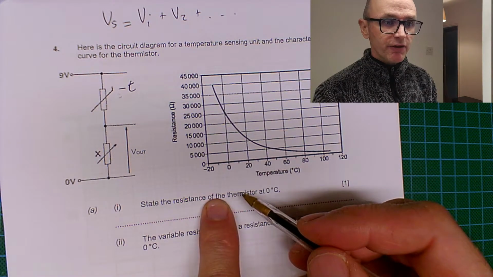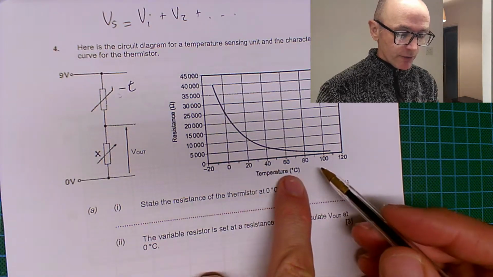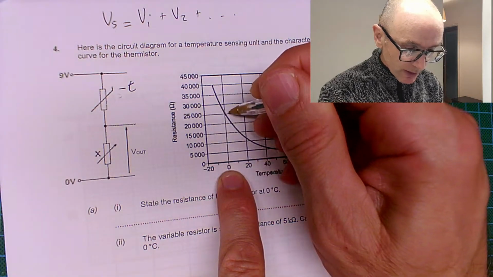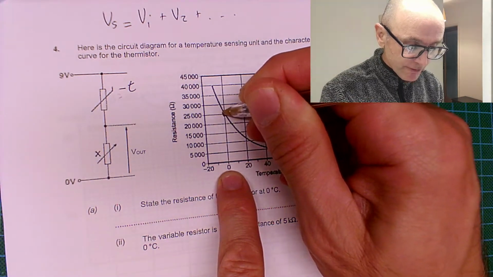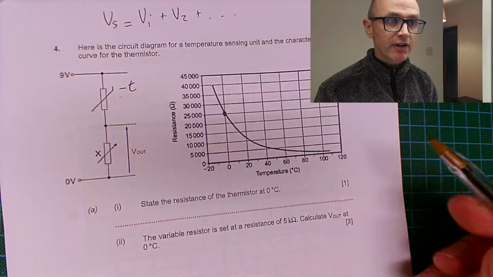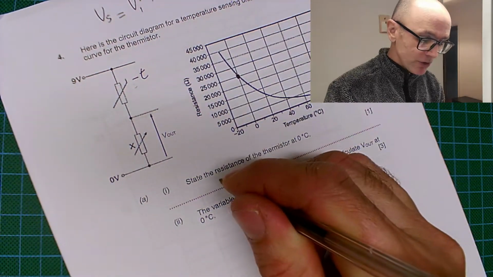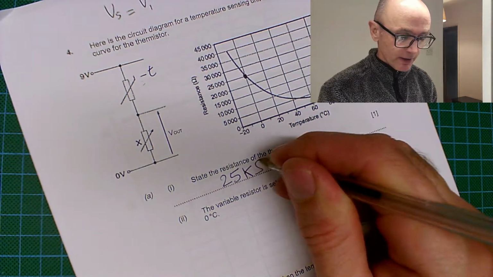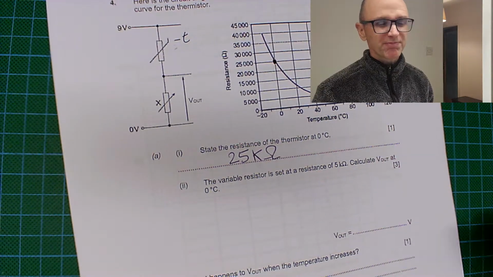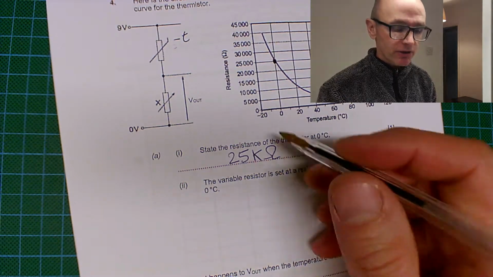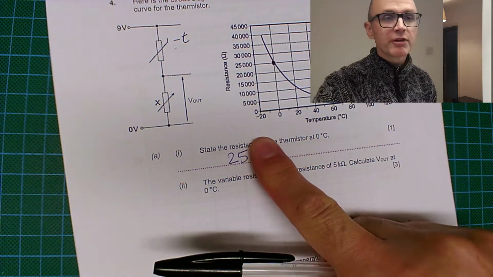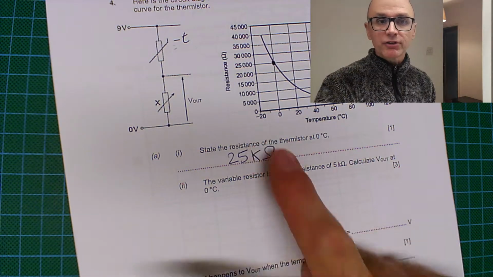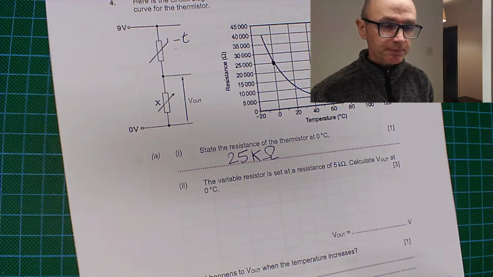State the resistance of the thermistor at 0 degrees C. So if we look along here, we see 0 degrees C. And so then we go up, and hopefully you can see that should be fairly easy to see that that is at 25,000 ohms, which you could write 25,000, or you could just write 25k or 25 kilo ohms, like so. Anyway, is going to be okay for you, but do make sure that you put units. Don't just write 25, because that could be whatever, 25 of something, but not stated. So you've got to state the units.